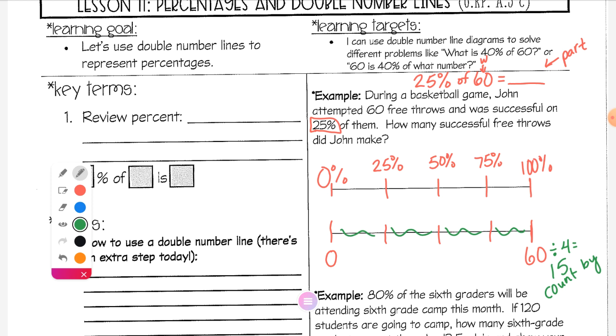So we go back and we just fill it in. 15, 30, 45, 60. Now if it asks me for 50%, we should be able to do that mentally. But we could just look right below. But it asks for 25%. So how many free throws did he make? 15. Because that's the one. So he made 15 free throws.